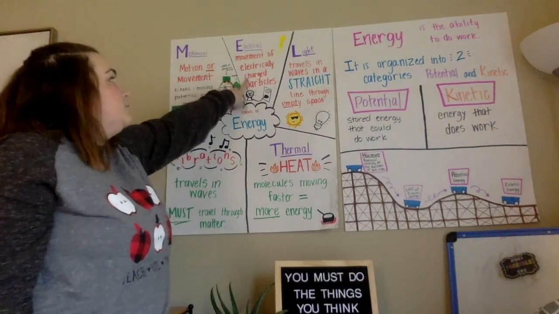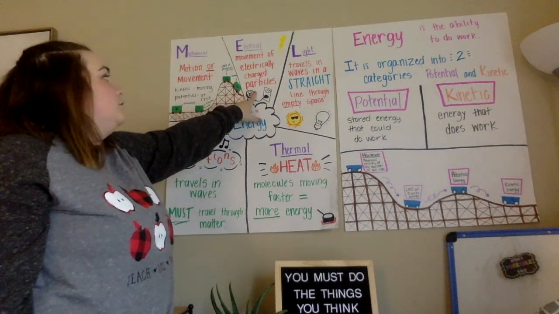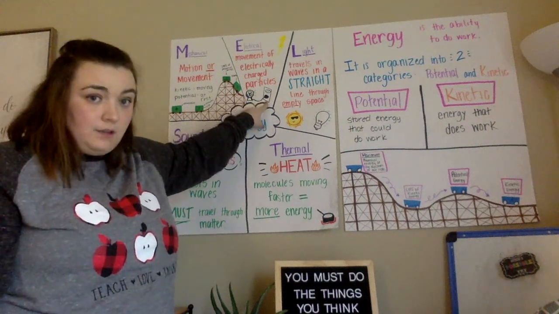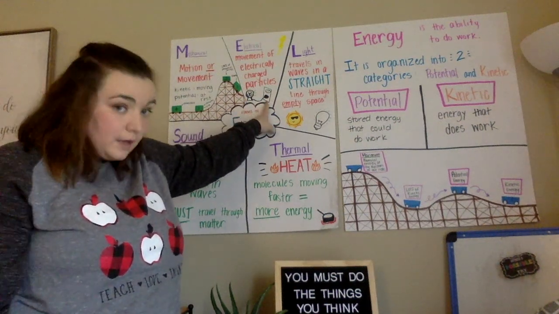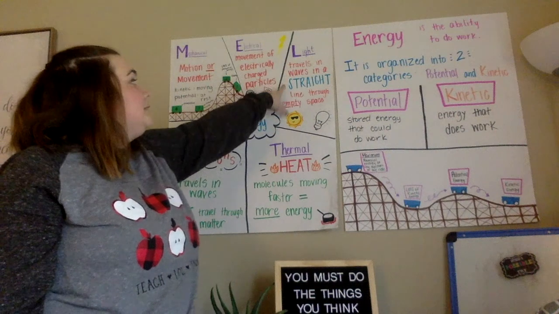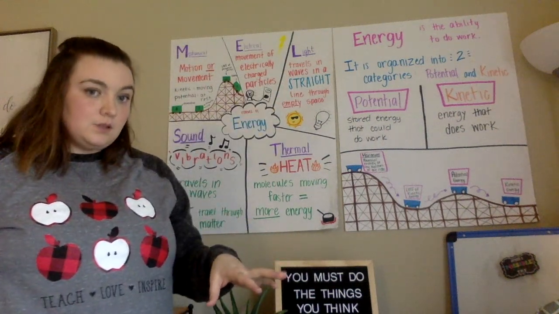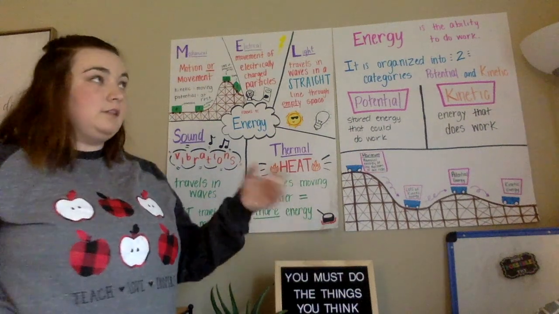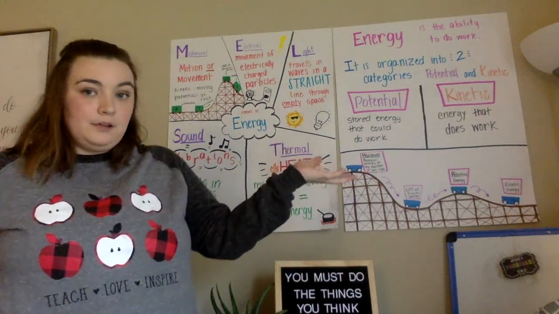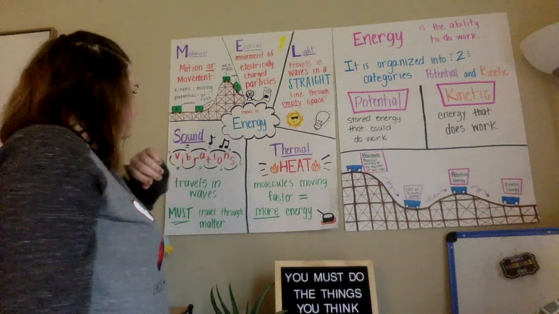Electrical energy is the movement of electrically charged particles. So anything that has to be plugged into an outlet, remember we talked about that, has electrical energy. Okay? Light energy travels in waves in a straight line through an empty space. So if I were to turn on the light, okay, the light waves would travel. We'd have light energy from that light right there.